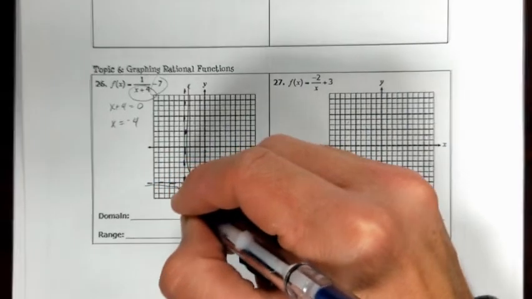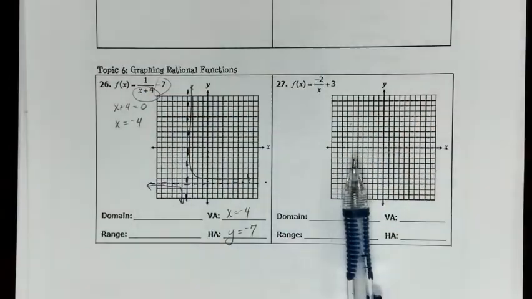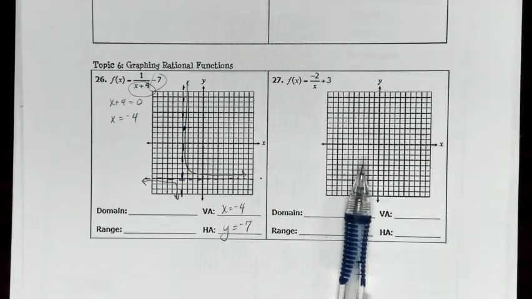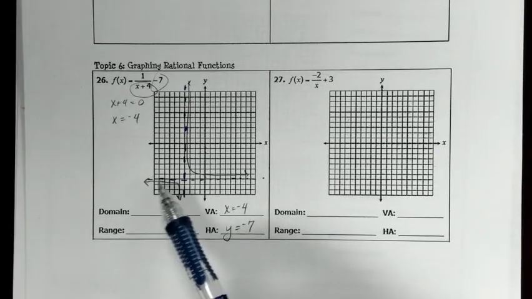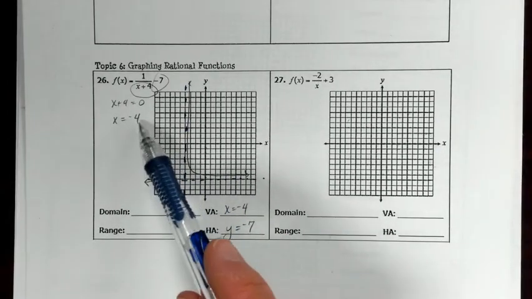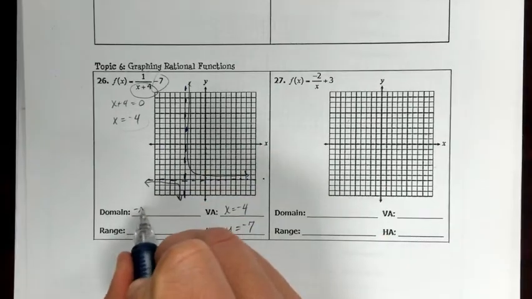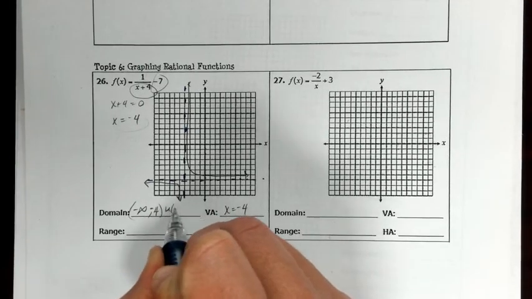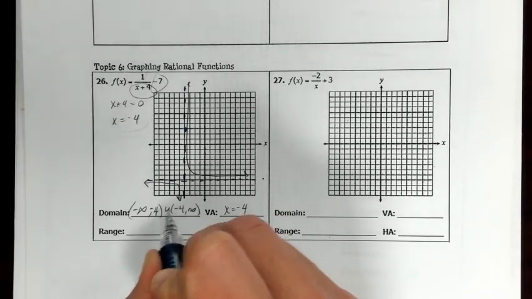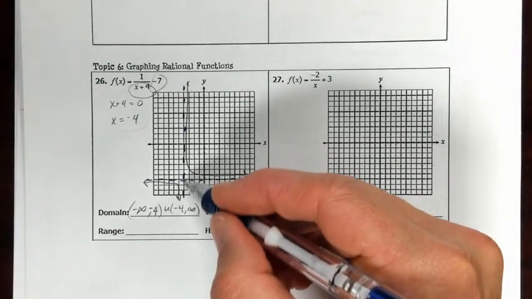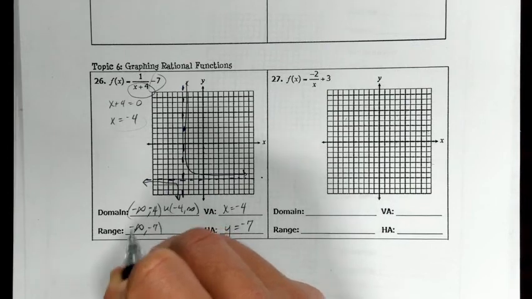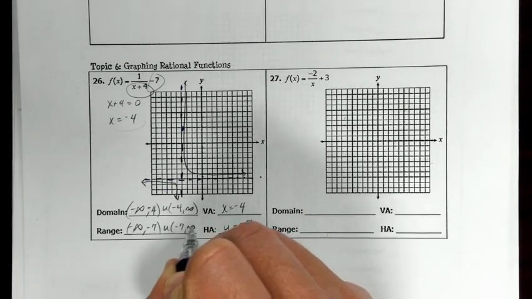We can obviously plot points into that thing. The domain is going to go, just a second. So the domain, again, domain's x value, so it goes to my vertical asymptote, which is at -4. So we're going to go from negative infinity to -4, and that's union with -4 to positive infinity. It's not included, obviously, because it's the asymptote. Range is going to go to my horizontal asymptote, which is at y equals -7, so negative infinity to -7, union with -7 to positive infinity.